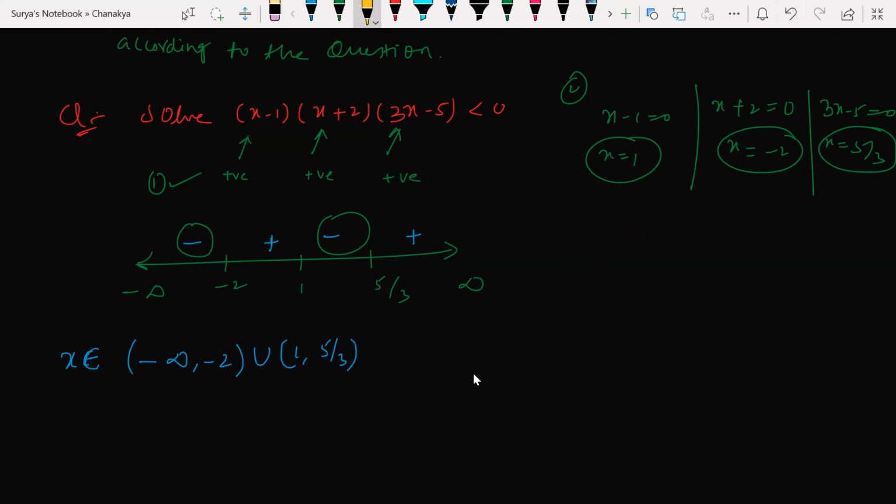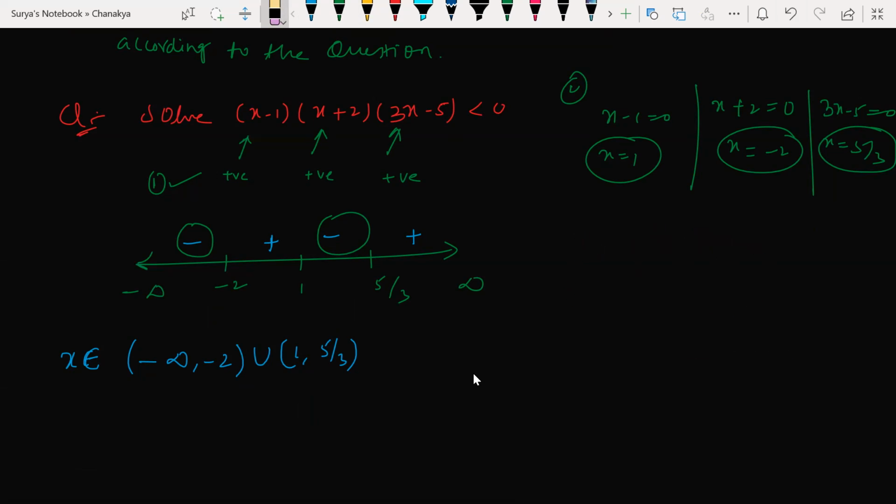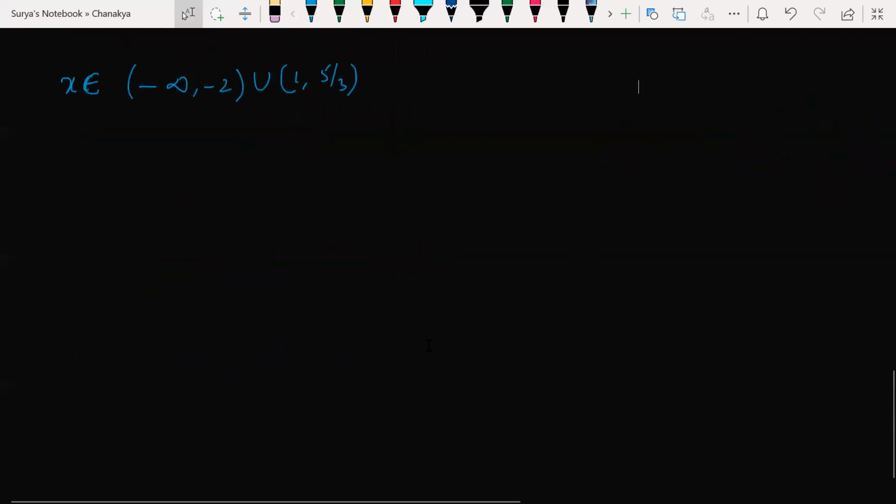Sir, why are you writing plus, minus, plus, minus from right to left? What is the story behind that? Better let me tell you one thing. Look at this here. Let me take a small question here: x minus 1 into x minus 2 less than 0. This is the question which we have.